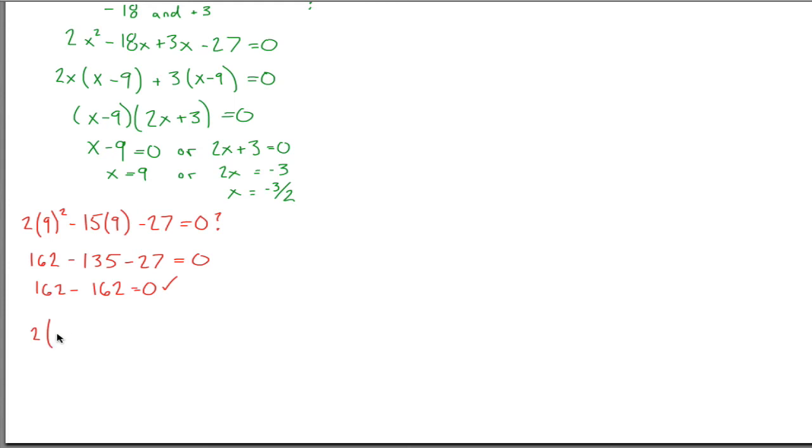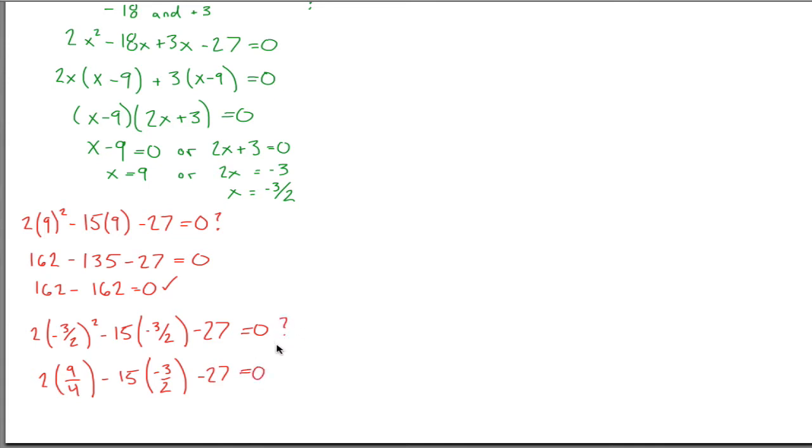Check our other answer, negative 3 halves. 2 times negative 3 halves squared minus 15 times negative 3 halves minus 27 is supposed to equal 0. Negative 3 halves squared is positive 9/4. So 2 times 9/4 minus 15 times negative 3 halves minus 27 is supposed to be 0. Well, 2 times 9/4, we could think about this as 2 over 1 and cancel out this 2 with one of the 2s over here. What I'm trying to say is you're left with 9/2 here.